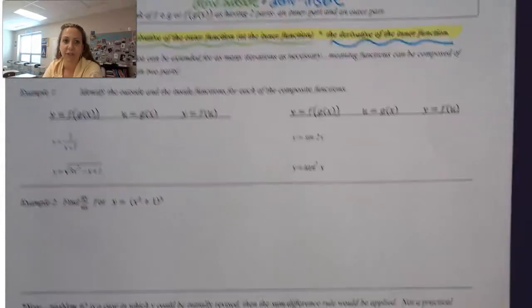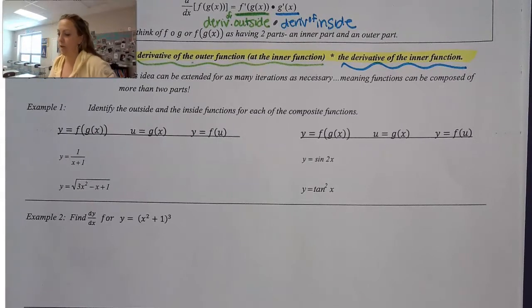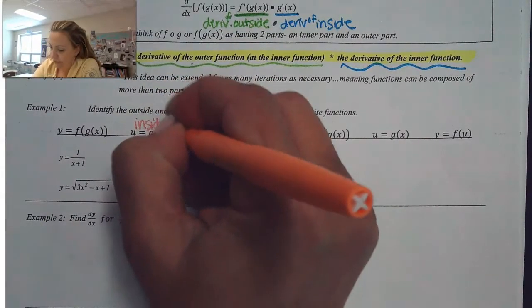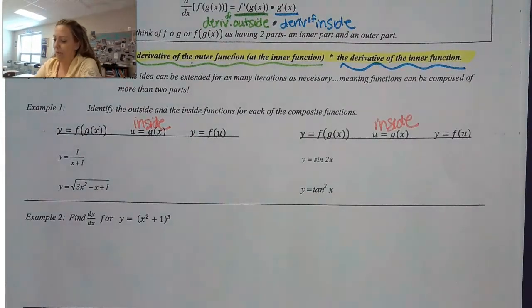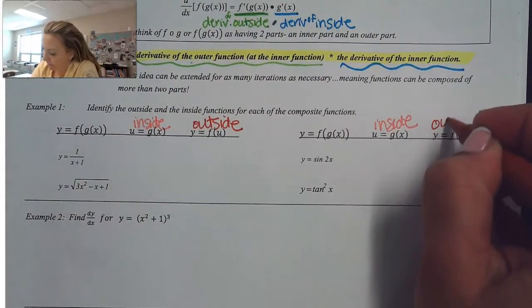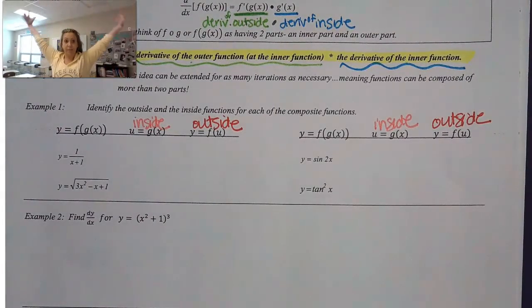But as we get used to this, something that might help is for us to look at functions and identify the outside and the inside functions for each of these composite functions. Remember that our u equals g of x is our inside function, and our y equals f of u is our outside function. So the outside function is like the big picture. The inside function is like, what are you taking that function of?